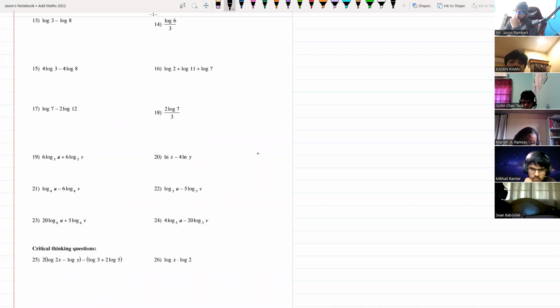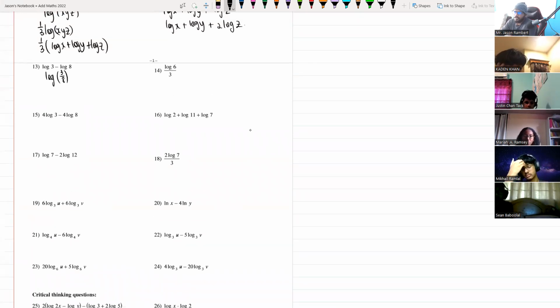All right, so the first one, log of 3 minus log of 8. Simple as you see it. This is log of 3 divided by 8. Next one, log of 6 divided by 3. This remains as log of 6 divided by 3. You can't do this. That is incorrect too, right?